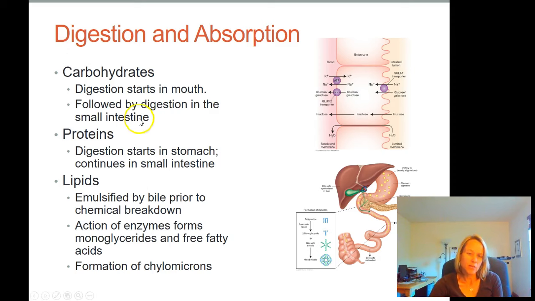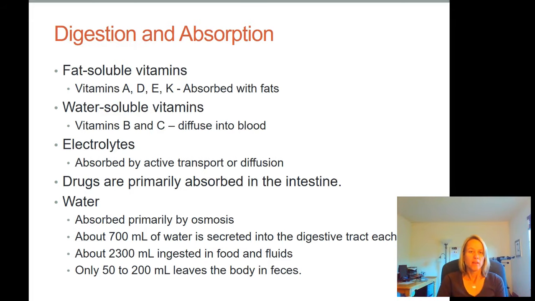Both the carbohydrates and proteins, monosaccharides and amino acids, go directly into the portal system and travel directly to the liver, whereas the lipids travel via the lymph and then enter the systemic circulation. Fat-soluble vitamins get absorbed with fats. Water-soluble vitamins diffuse into the blood. Electrolytes get absorbed by active transport or diffusion. Water is absorbed primarily by osmosis.